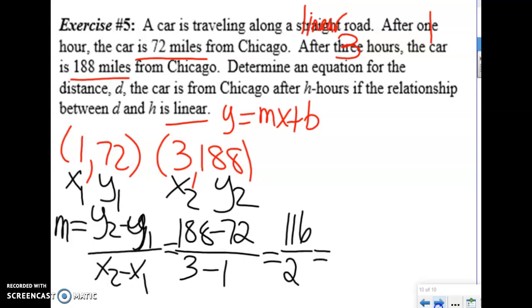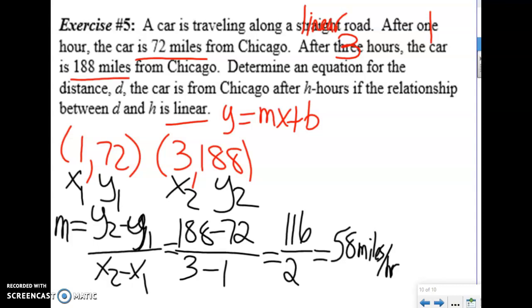Now we'd rather get it down to a unit rate. Instead of out of 2 hours, let's make it out of 1 hour by dividing. So this would be 58 miles in 1 hour. So that's pretty good, 58 miles an hour. Maybe they're not on the highway, but they're going pretty quick. So we've gotten the m value, and now we need to find the b.